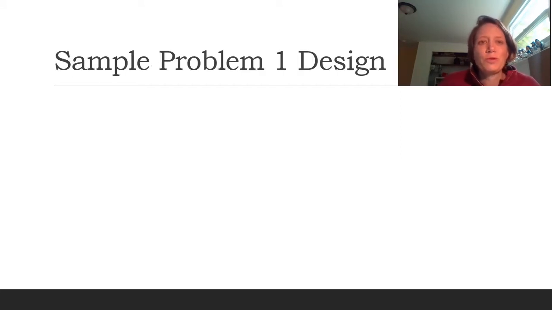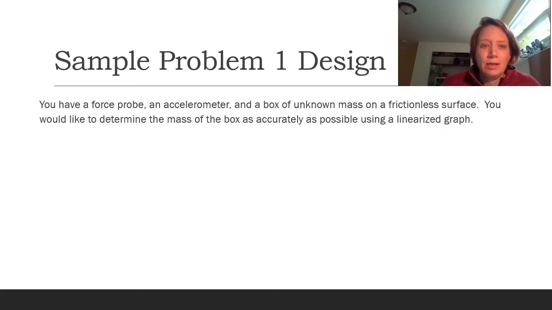I'm going to run you through two sample problems and show you how this protocol that I set up a minute ago would allow me to reach my conclusions and the solutions in a way that AP would be really happy with. So the first one comes from either freshman physics or AP Physics 1, depending on what you took. The question is, you have a force probe, an accelerometer, which is a tool that measures acceleration, and a box of unknown mass on a frictionless surface. You would like to determine the mass of the box as accurately as possible using a linearized graph.